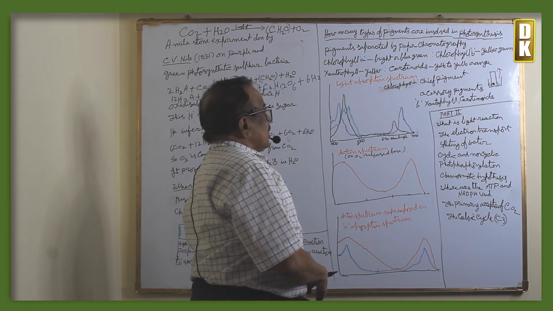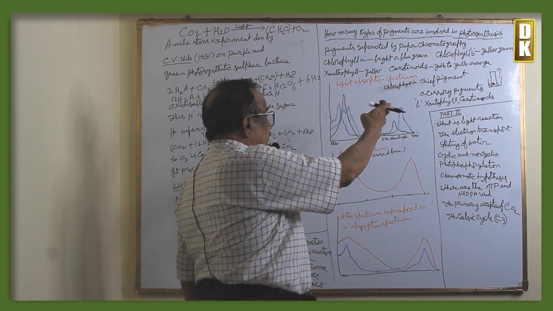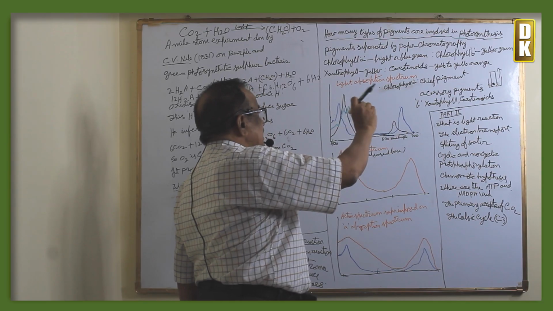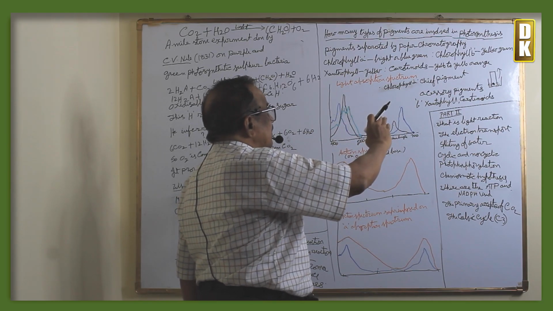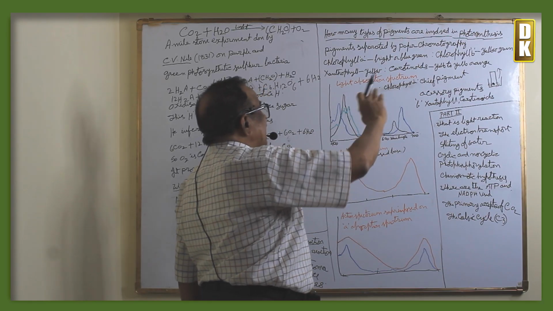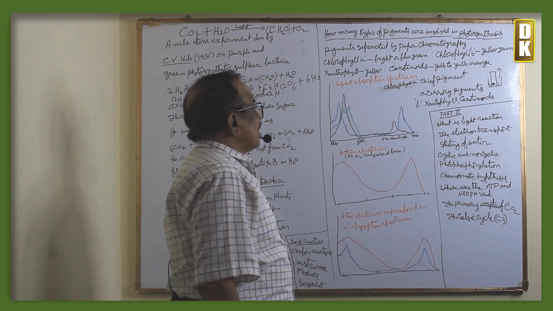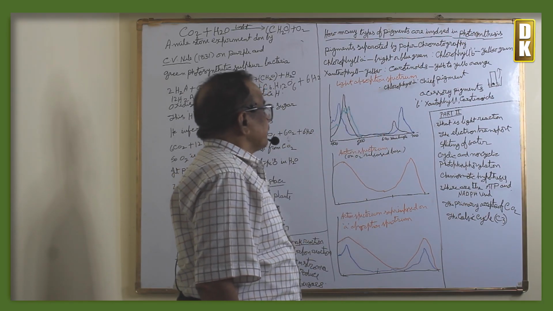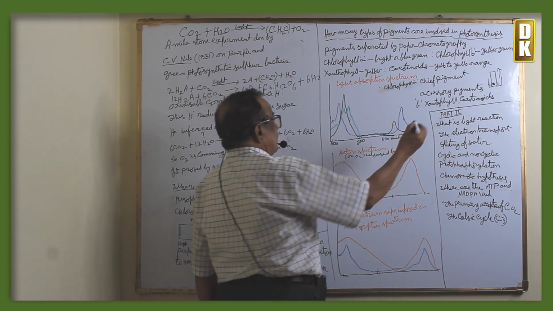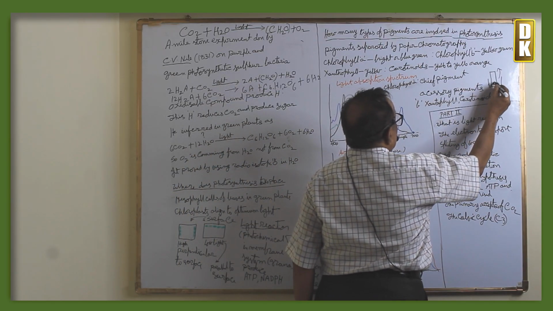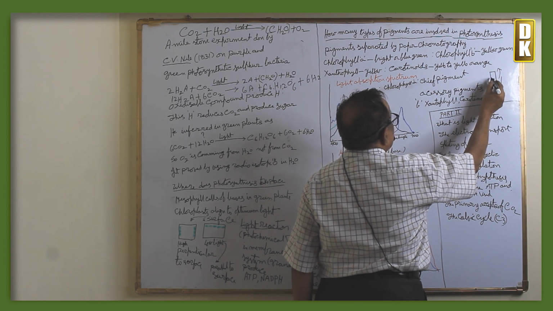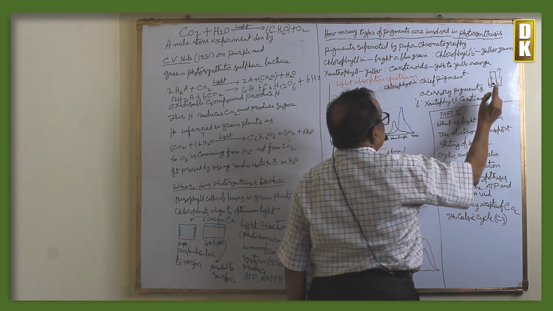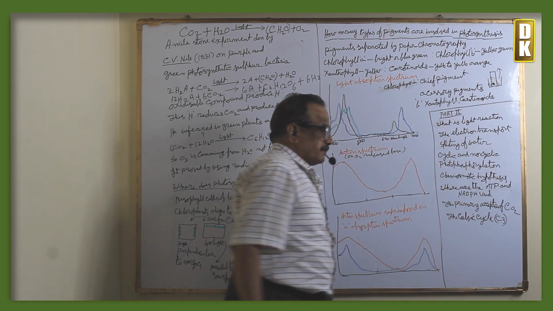So upwards, whatever spot we kept, the extract of the green part will be separated according to molecular weight and density. High density will be present here, next high density here, next here, and low density will be here. Like that they will be separated.